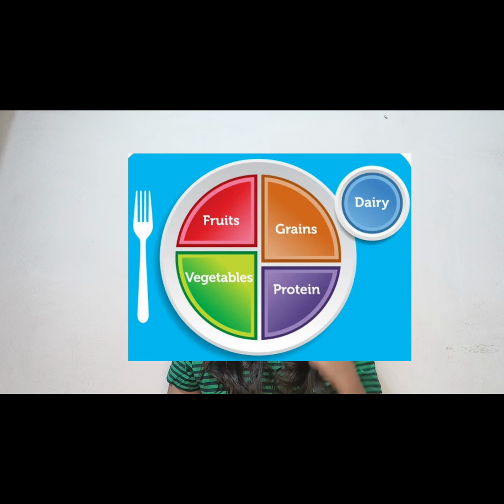And we have 5 different groups in the MyPlate concept. MyPlate basically means your plate, on how your plate should look like on every meal that you have. So we have 5 different food groups in the MyPlate. The first one is our grains or carbohydrates. The second one is proteins. The third one is fruits and vegetables. The fourth one is healthy fats. And the fifth one is dairy.